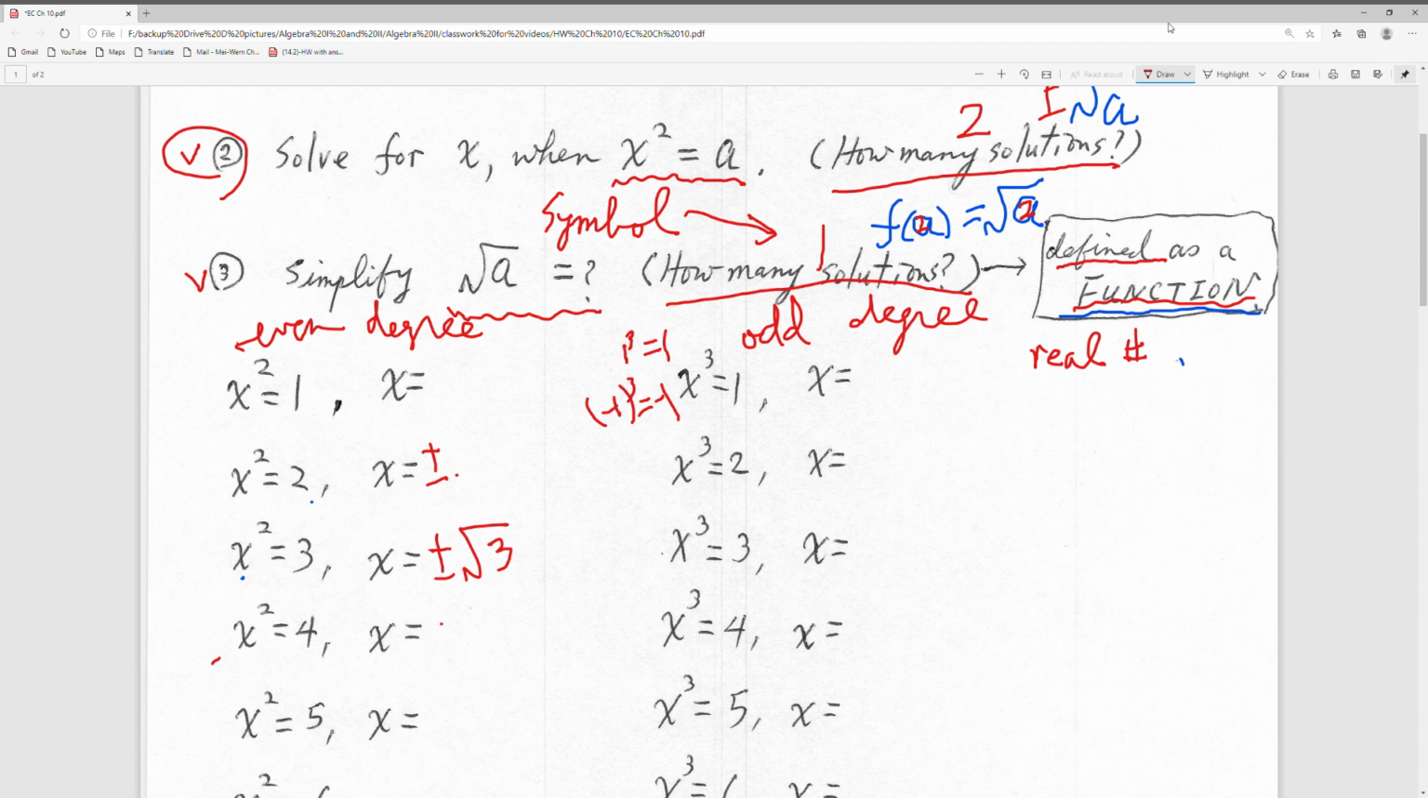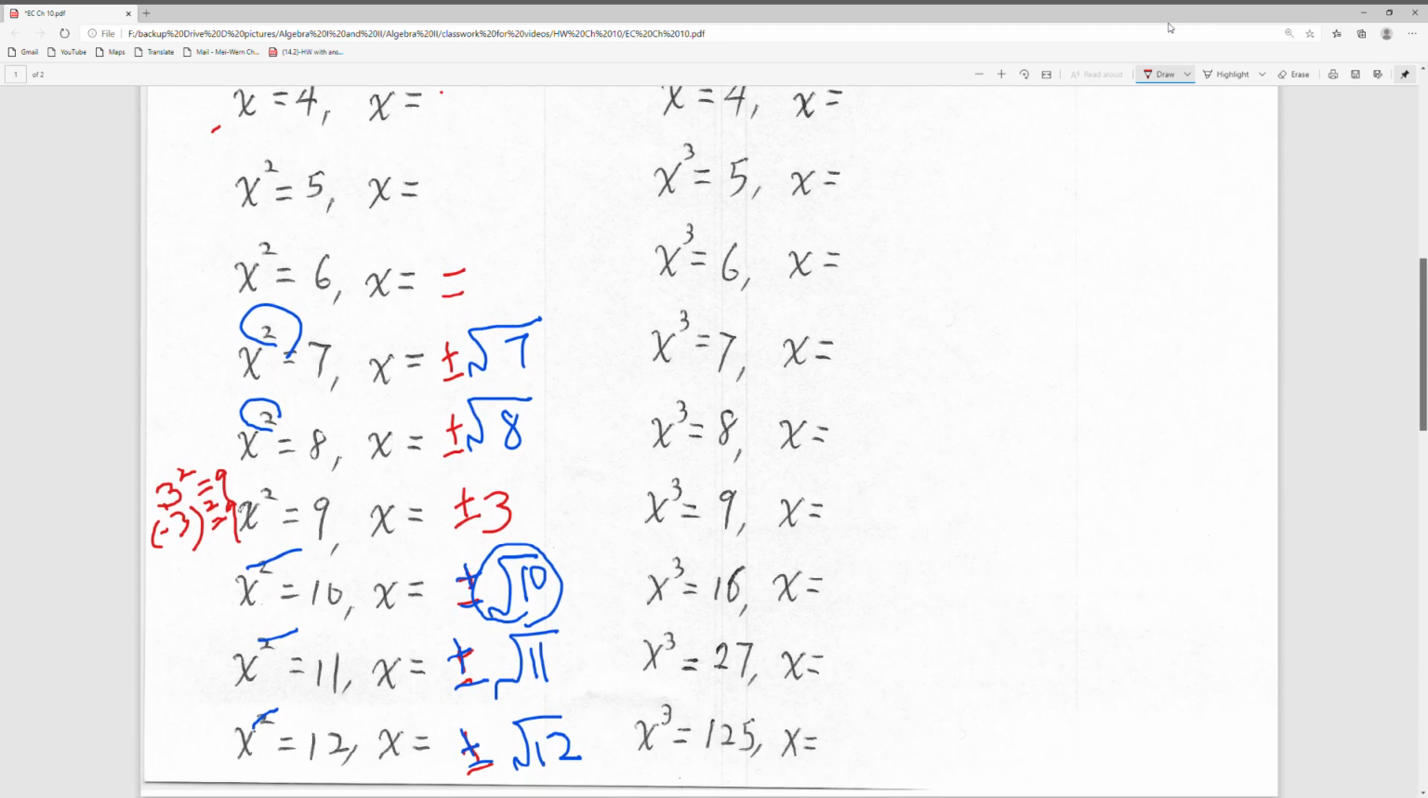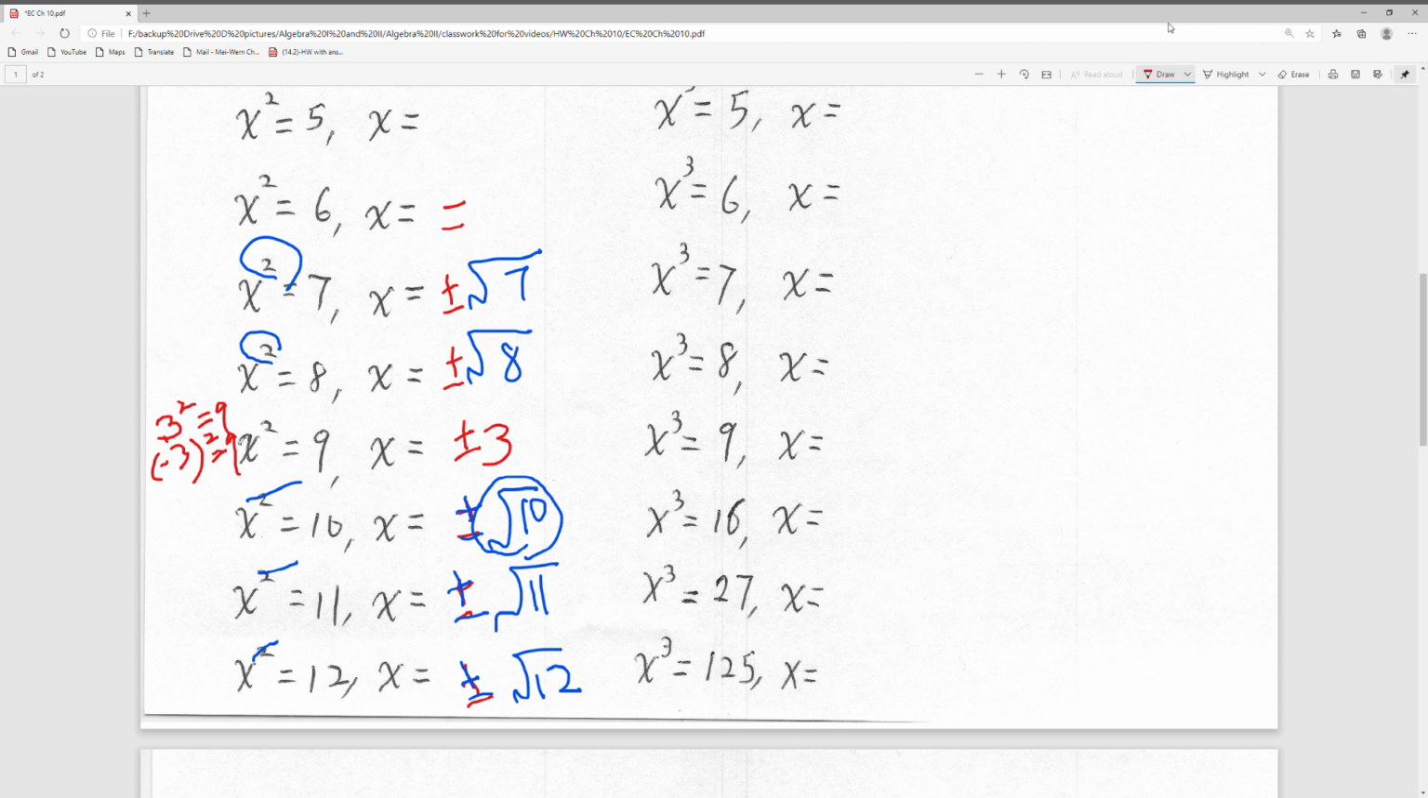Real solutions. And here x cubed equals 1, we have 1. Now, the rest you cannot guess. And here, x cubed equals 8. We have 2. 2 times 2 times 2 is 8. If you try negative 2 times negative 2 times negative 2, you have negative times negative is positive, positive times negative is negative 8. So negative 2 is not a solution, obviously.